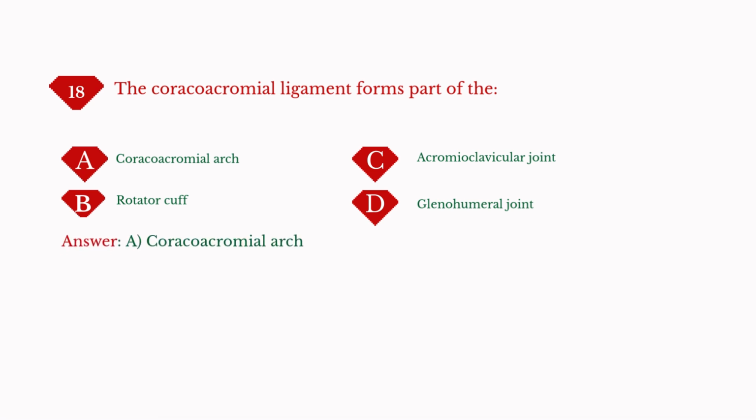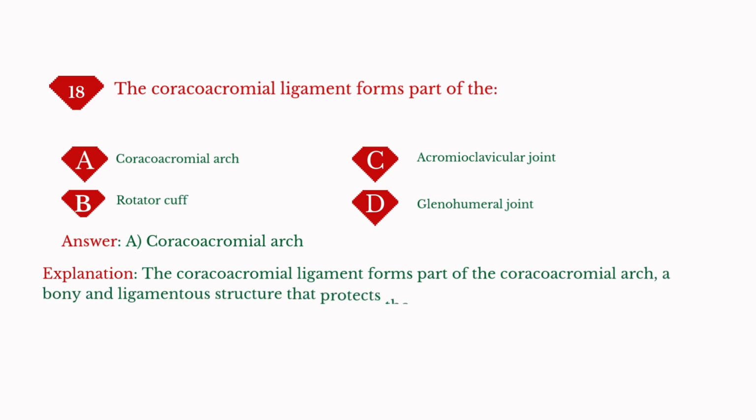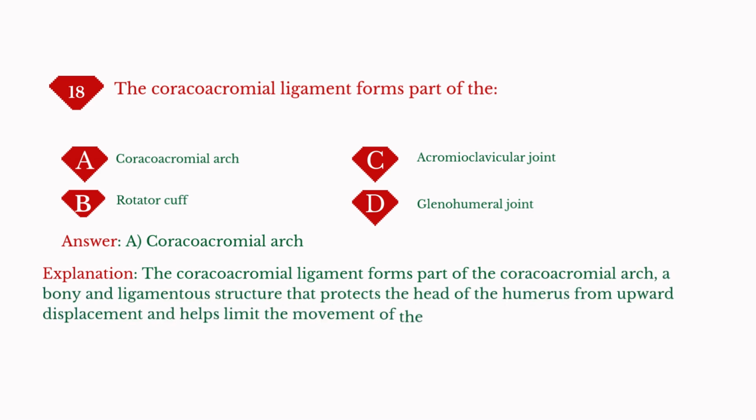Answer: A. Coracoacromial arch. Explanation: the coracoacromial ligament forms part of the coracoacromial arch, a bony and ligamentous structure that protects the head of the humerus from upward displacement and helps limit the movement of the shoulder.